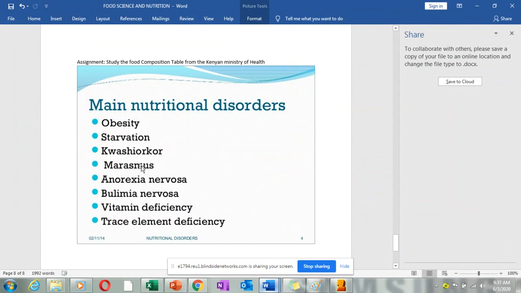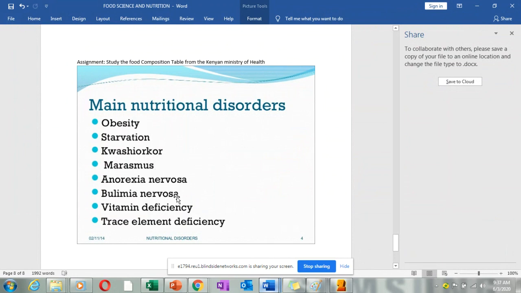Then we say marasmus is the lack of food generally. So again, because you are lacking food, you are lacking those proteins, the stomach is still going to be very big. But you also are going to be very skinny, like your bones can show and your eyes become very hollow.